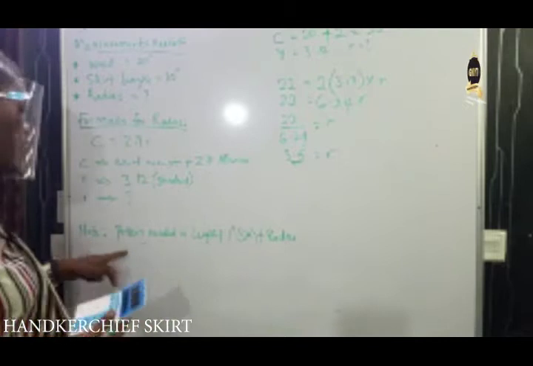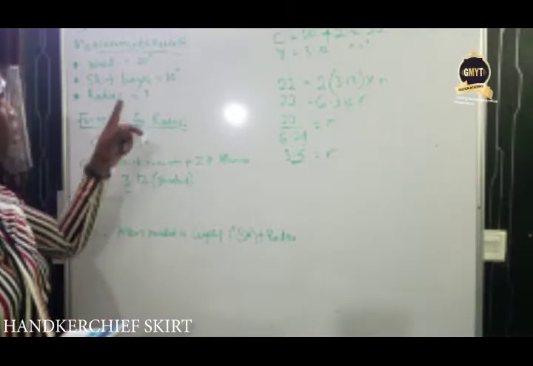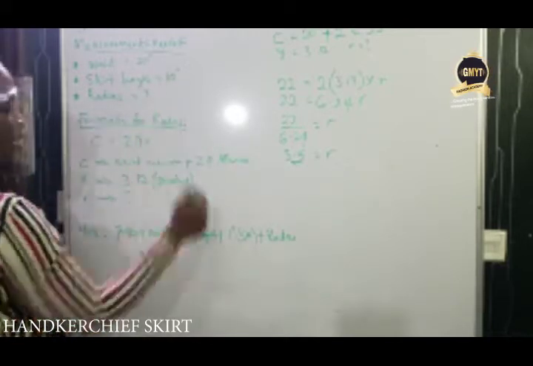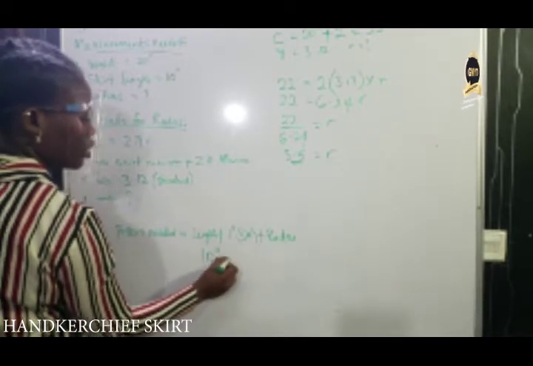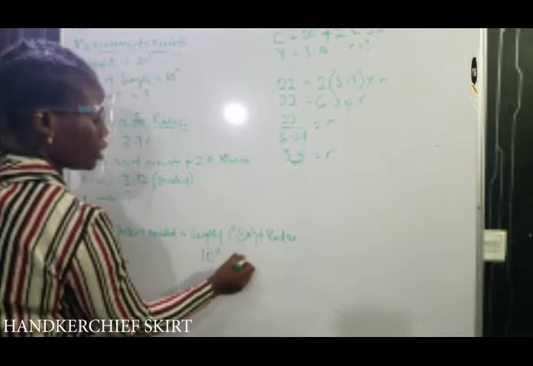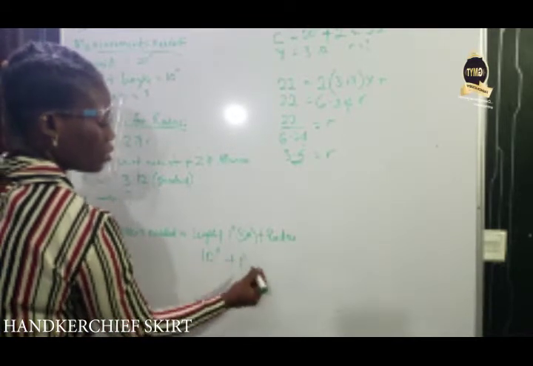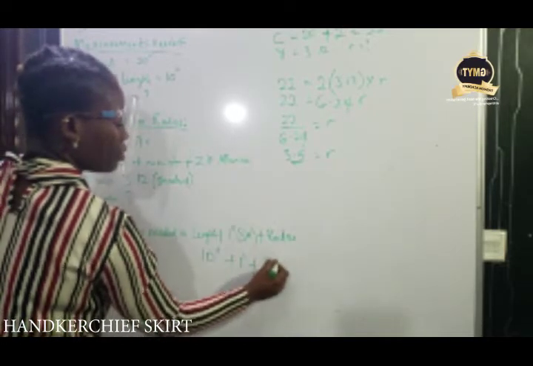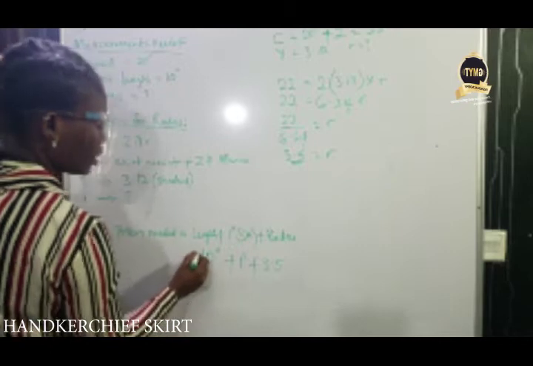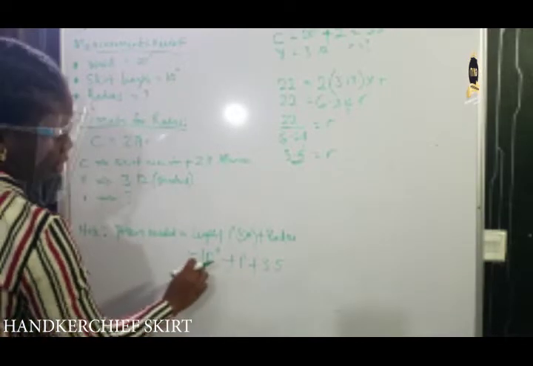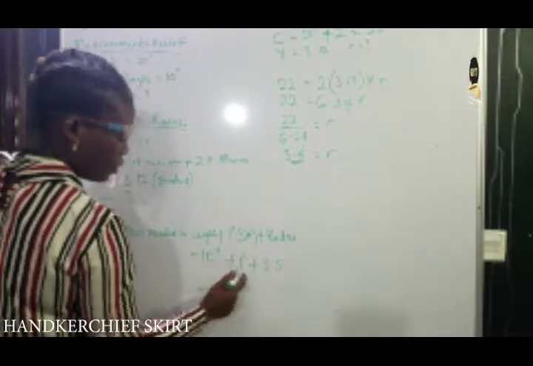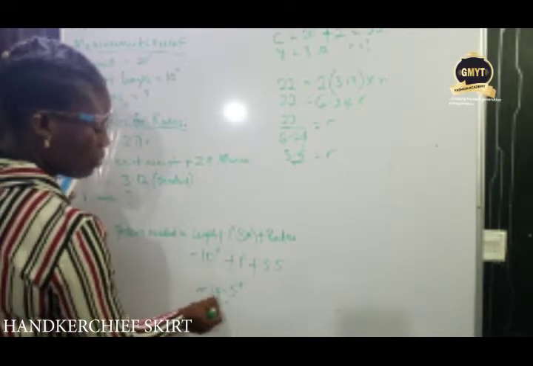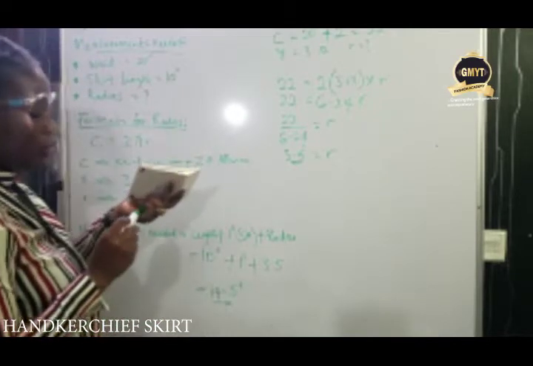Now the amount of pattern I'm going to need to cut my handkerchief skirt is going to be my length, and my skirt length is 10 inches, plus 1 inch sewing allowance, then plus my radius. My radius is 3.5. So everything in total gives me 10, 11, 14.5 inches. So this is the amount of paper I'm going to need.